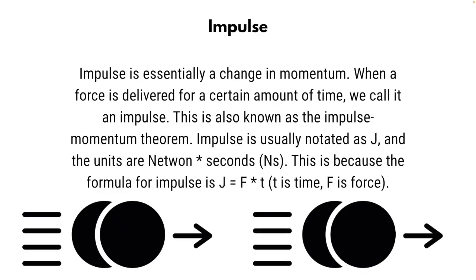Okay, so now moving on, what is impulse? Impulse is basically a change in momentum. When a force is delivered for a certain amount of time, we call it an impulse, and this whole concept is also known as the impulse momentum theorem. Impulse is usually notated as J, and units are Newton seconds, because the formula for impulse is J equals force times time. So Newtons times seconds, Newton seconds. Not to be confused with energy, by the way.